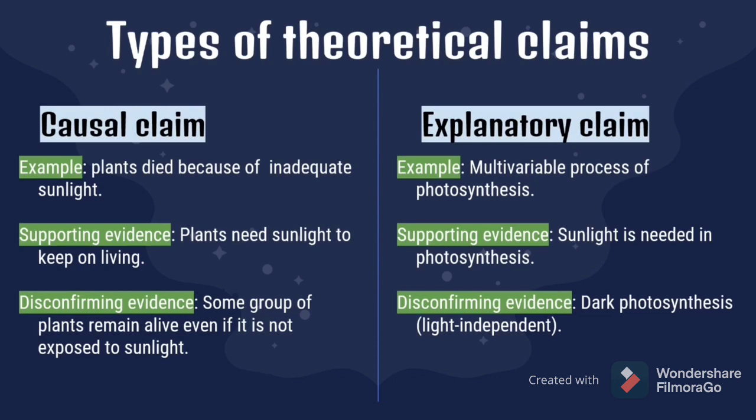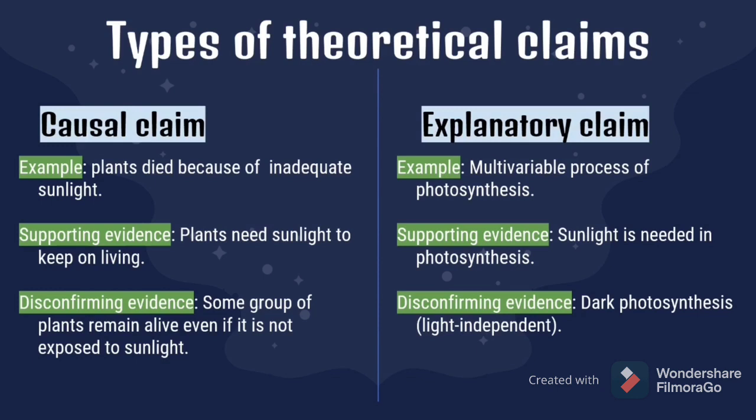The other two claims are causal claim and explanatory claim. A causal claim is a claim where we explain the causes of how things happen. For example, plants died because of inadequate sunlight. The supporting evidence to support that statement is that plants need sunlight to keep on living, while the disconfirming evidence is that some groups of plants remain alive even if they are not exposed to sunlight.